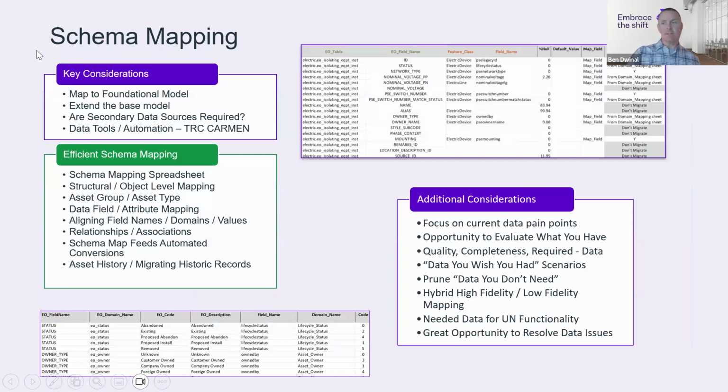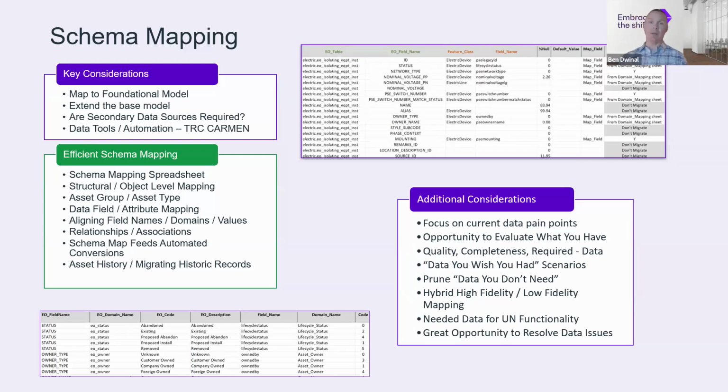Okay, let's dive into some schema mapping. In designing or defining how the data is going to translate from your legacy system to the new UN model, schema mapping is critical, and having the sequences of activities that need to occur and some key considerations in mind as you approach schema mapping is very important to be efficient and effective during this process.